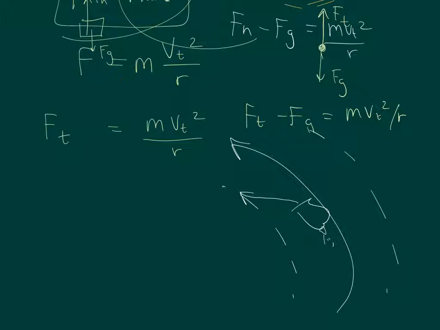What are you doing? You're decreasing your radius. Here's your center. There's the radius. Now you're going to a smaller radius. So you're decreasing the R value and therefore increasing the centripetal force that's felt. If that force exceeds friction, what's going to happen to your car? It's going to slip out. You're going to lose traction.